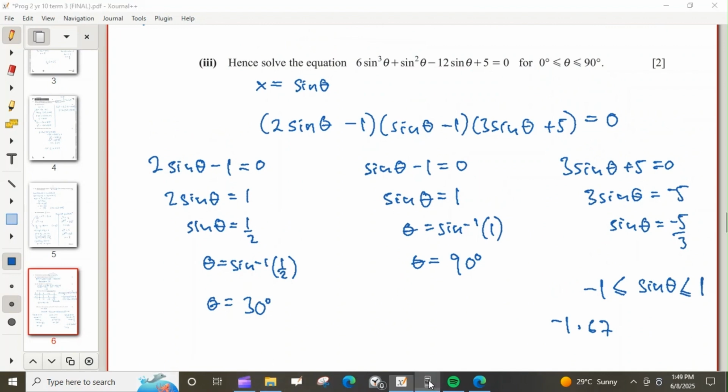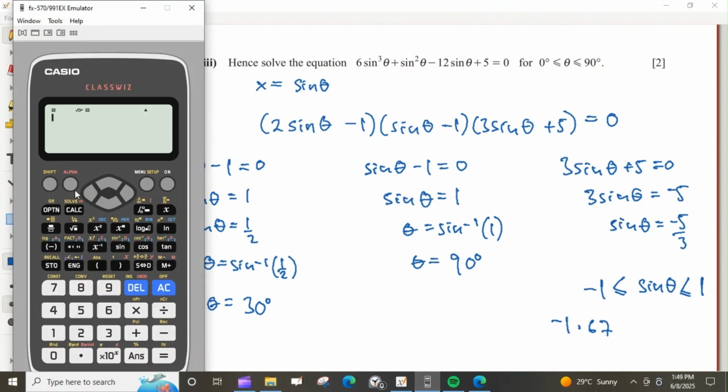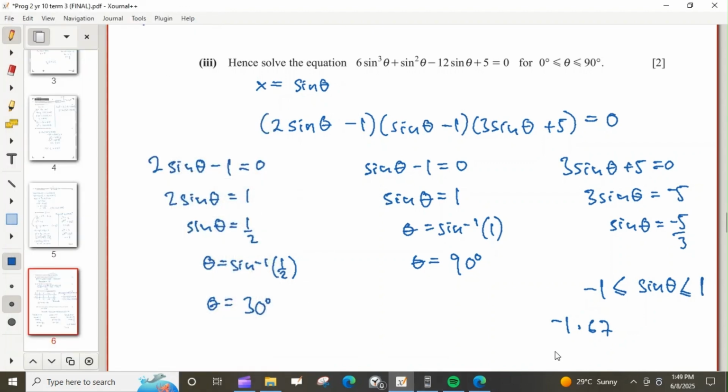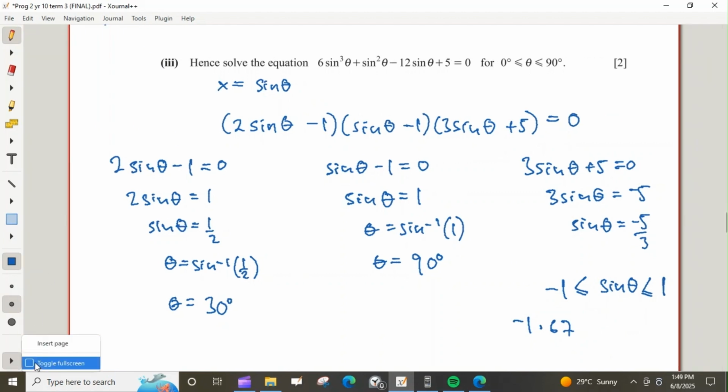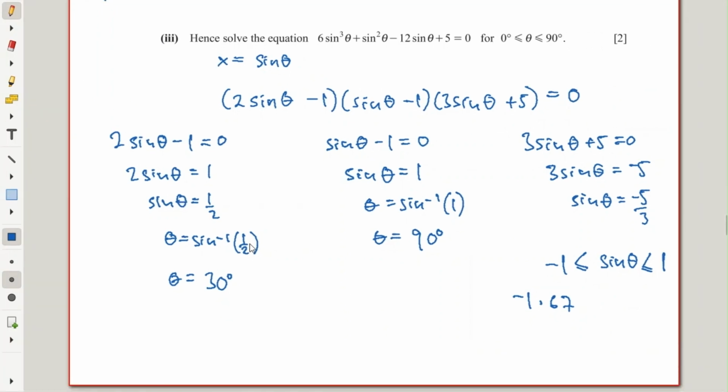Let's see. Sine inverse of negative 5 on 3. You see, math error. Math error. So it can't be done. So that one is not part. So there's no solution for that.